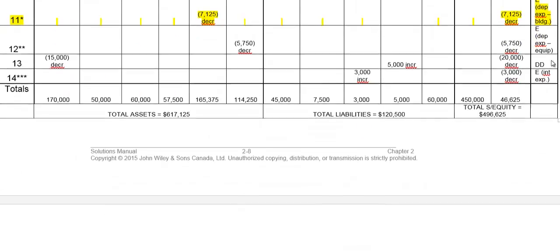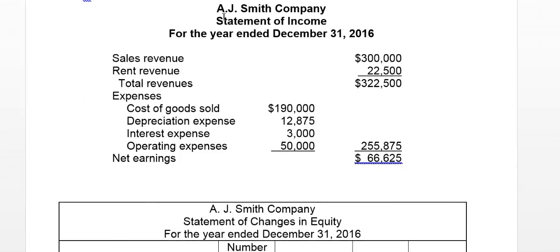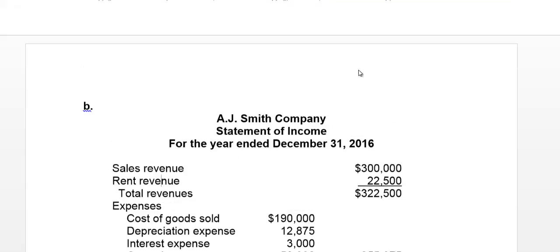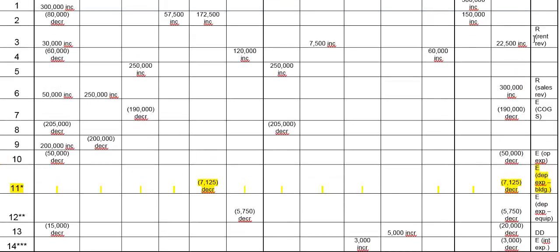So what I did is I went down here to the statement. And when I'm doing the statement of income, you'll notice I've got sales revenue. That's the $300,000 that we booked in item number 6, right? And then we had rent revenue that we booked in item number 3, right? So again, I can go back to my template and find these things. There's my rent revenue. There's my sales revenue right here, right?